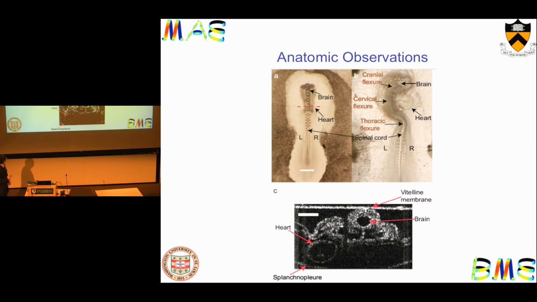If we look at the anatomy, we use optical coherence tomography to see this. There's actually a membrane on top of the embryo. That's called the vitelline membrane.